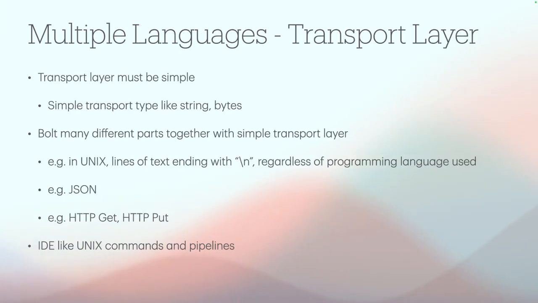For multiple languages to work together, the transport layer must be simple, using strings, bytes, or other simple formats. This is sometimes called a narrow waist. Bolt many different parts together with this simple transport layer, like Unix using text lines ending with new lines, or using JSON or using HTTP methods.